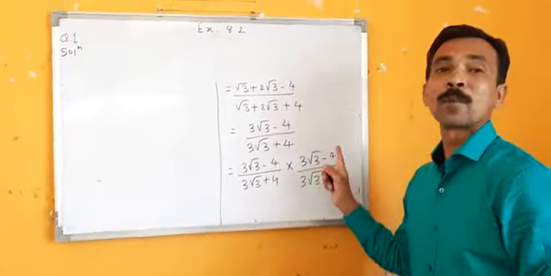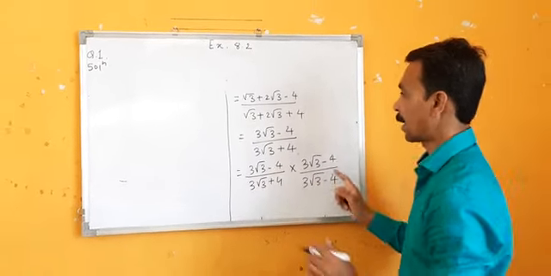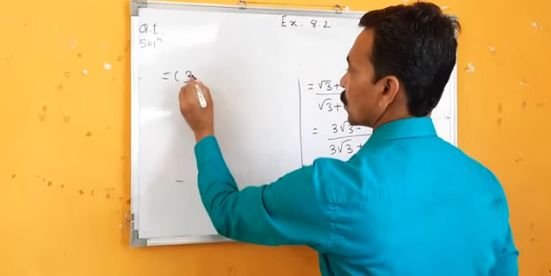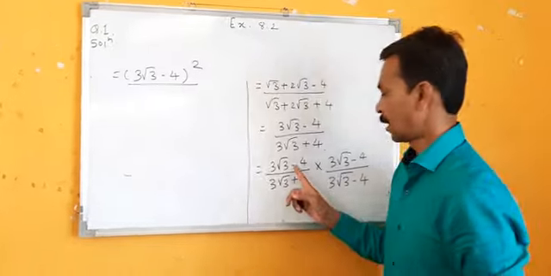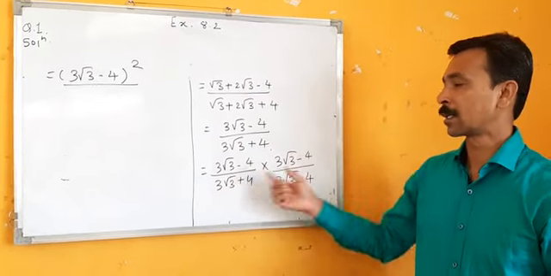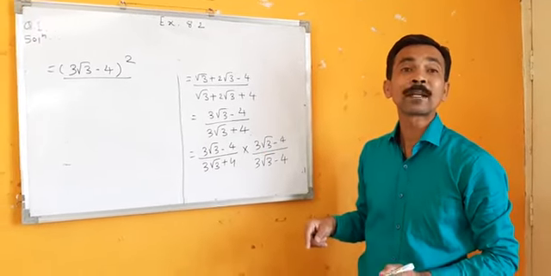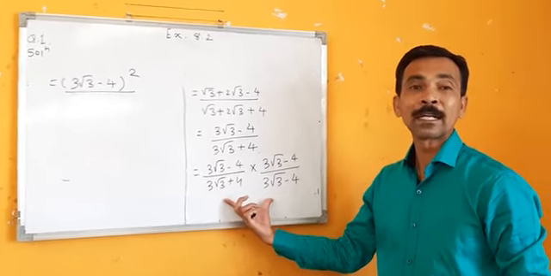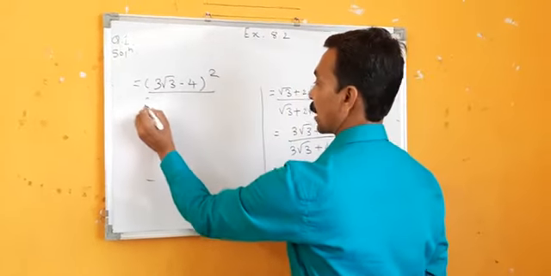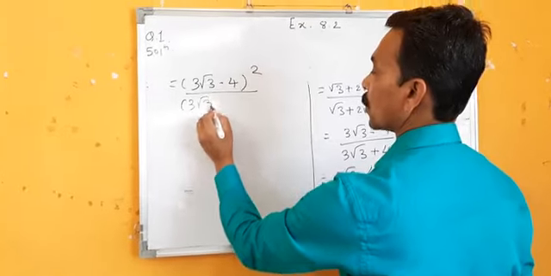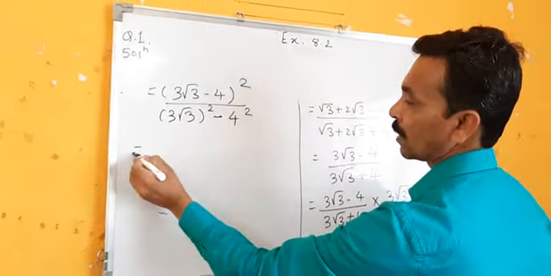We'll first multiply numerator into numerator. 3 root 3 minus 4 into 3 root 3 minus 4 is 3 root 3 minus 4 whole square. And the denominator in rationalization is always a square minus b square. So that becomes 3 root 3 whole square minus 4 square.